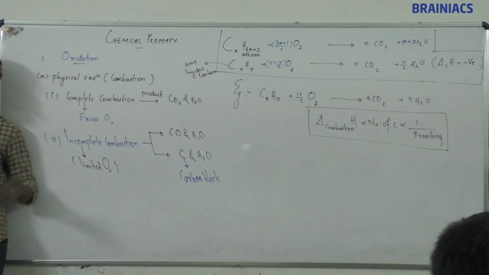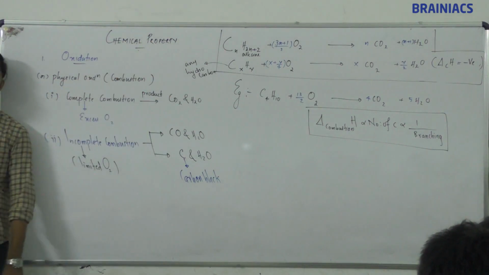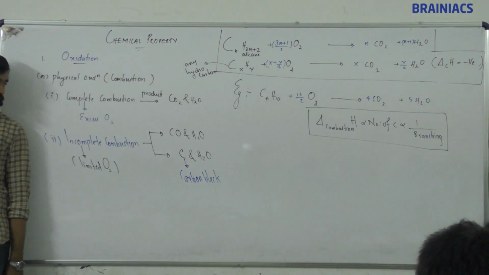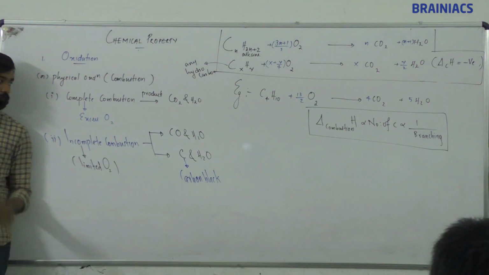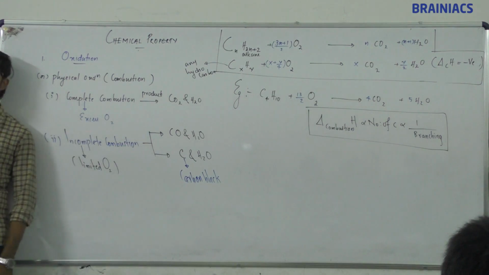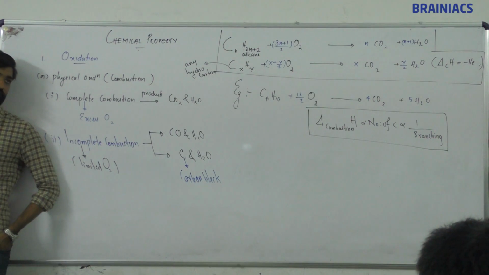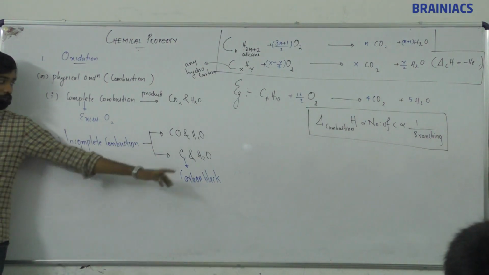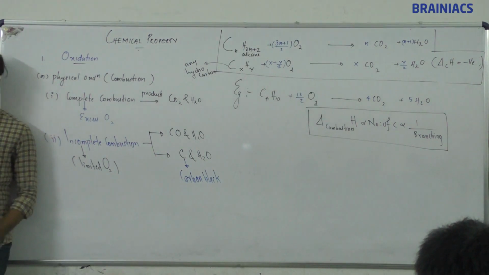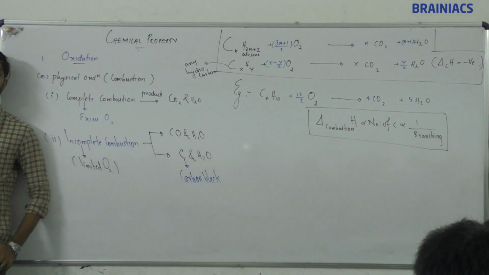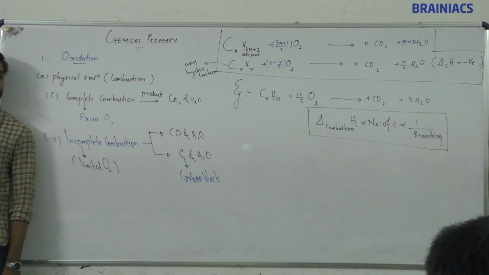If it is an excess supply, that is complete combustion, we get CO2 plus H2O, and that is the stoichiometry. If it is in a limited supply of oxygen, then it is known as incomplete combustion. Then the possible products may be either CO plus H2O, or, if the oxygen is very limited, C plus H2O. And the formed C is known as carbon black.